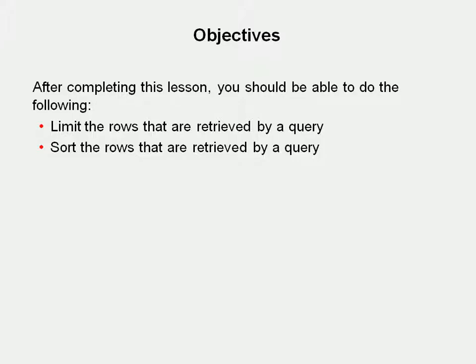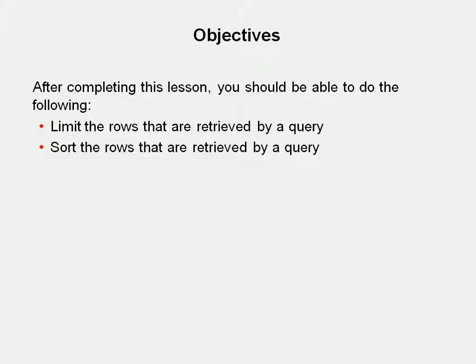Okay, so after completing this lecture, we will be able to write a query which will perform two functions. The very first function is to limit the rows retrieved by a query. Limiting rows means if you only want to see the records of those whose salary is greater than $2,000, and you don't want to see those whose salary is less than $2,000. Clear? So in that case, what will be the query?